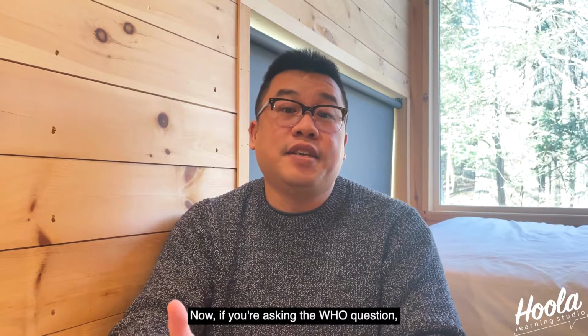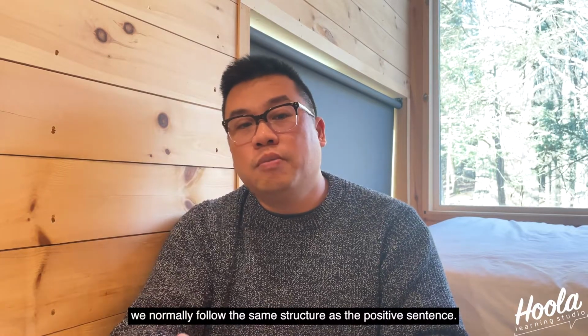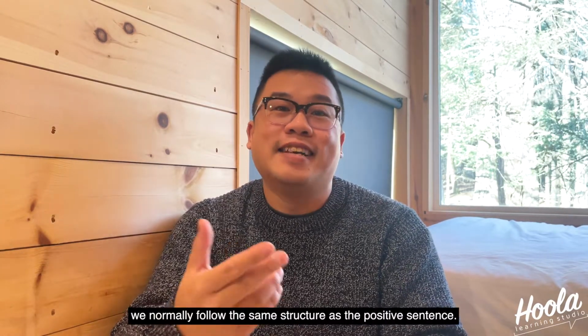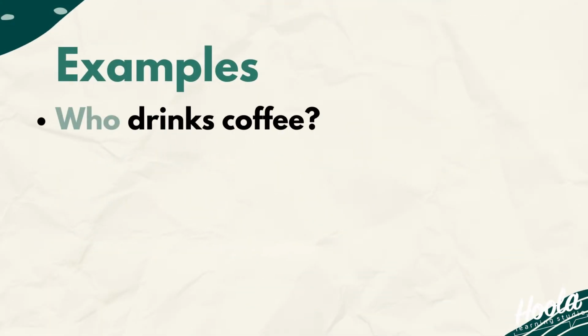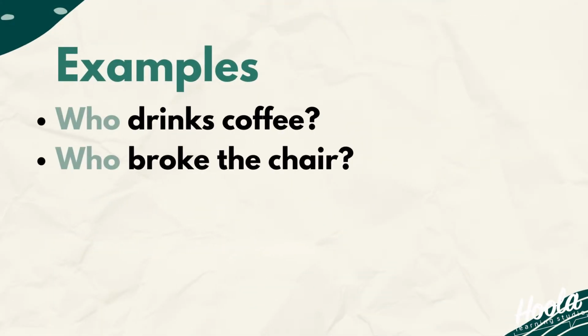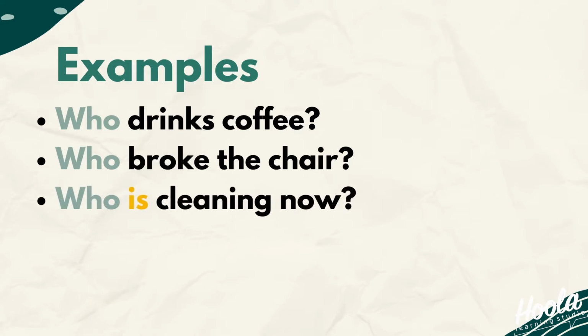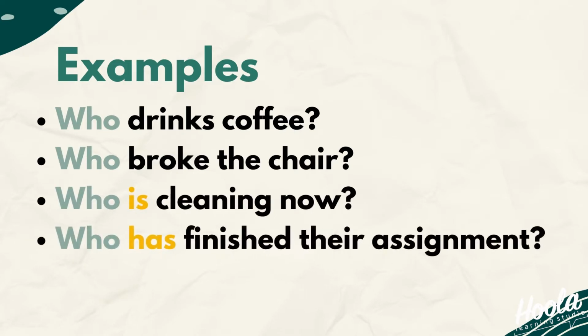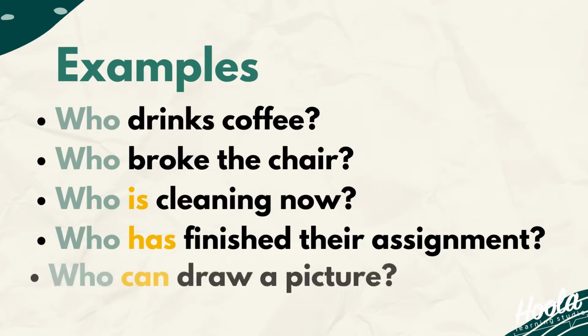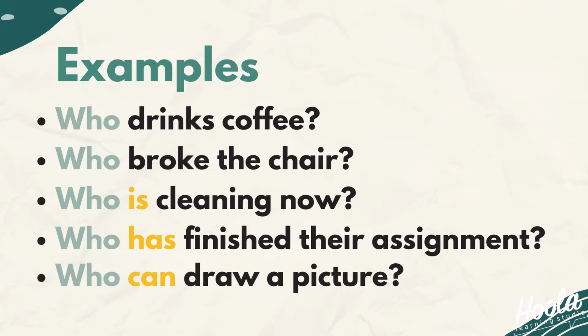Now, if you're asking a who question, we normally follow the same structure as the positive sentence. For example, who drinks coffee? Who broke the chair? Who is cleaning now? Who has finished their assignment? Who can draw a picture?